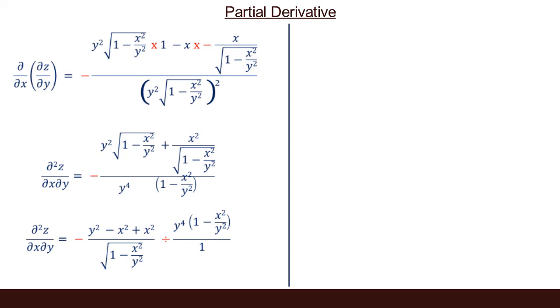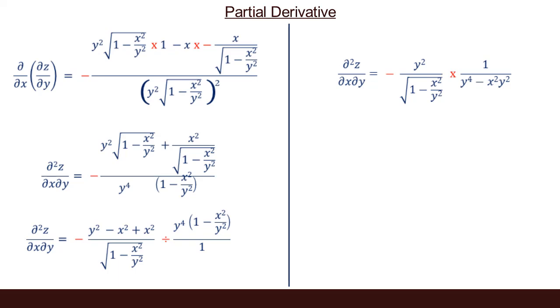To simplify the numerator, you first of all use y squared to open the bracket. So using y squared to open the bracket, y squared multiplied by 1 is going to give you y squared. Then y squared multiplied by x squared all over y squared: y squared is going to cancel y squared, so we're going to have x squared remaining. So here in the numerator, you have y squared minus x squared plus x squared all over square root of 1 minus x squared all over y squared.